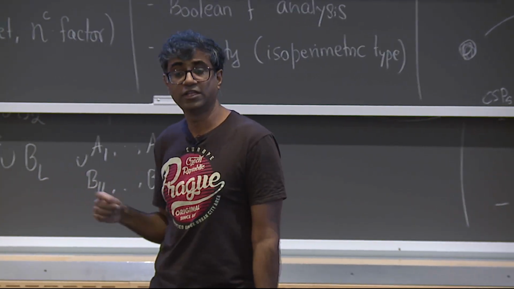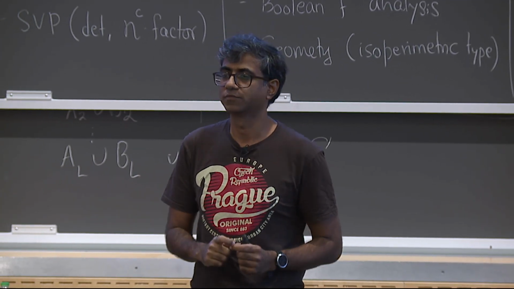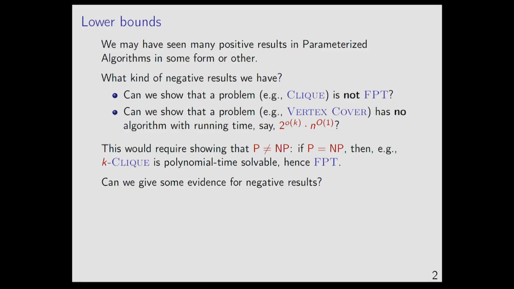Or take a problem like vertex cover. You have an edge, and one of the endpoints must go into the solution, so you can recursively solve the problem by either taking this vertex and solving a smaller problem, or taking the other vertex of the edge, and that will give you a 2 to the power k algorithm. Can you do better? Okay?